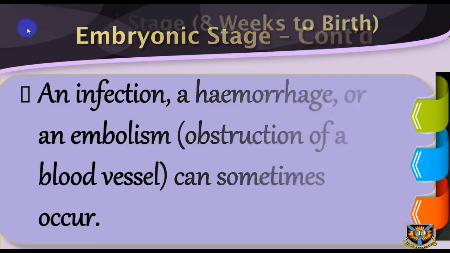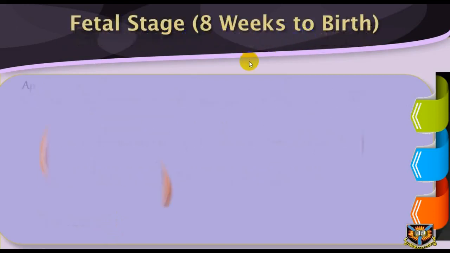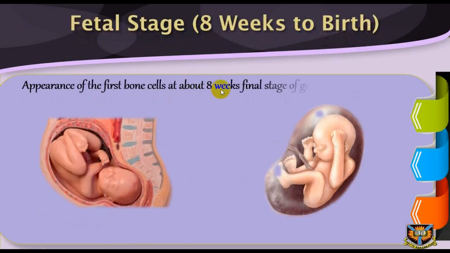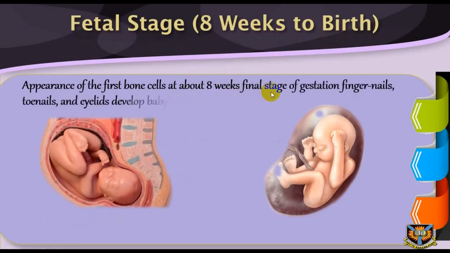Fetal stage, 8 weeks to birth. With the appearance of the first bone cells at about 8 weeks, the developing baby is in the fetal stage, the final stage of gestation. During this period, the fetus grows rapidly to about 20 times its previous length, and organs and body systems become more complex. Right up to birth, finishing touches such as fingernails, toenails, and eyelids develop.